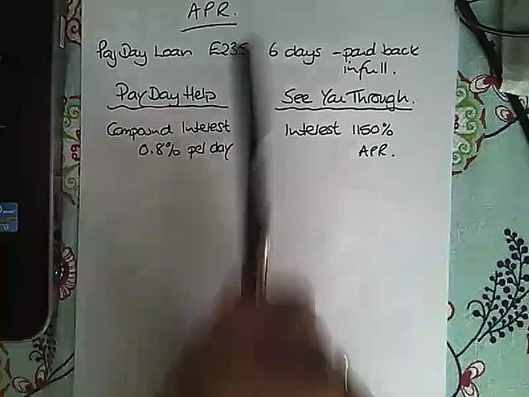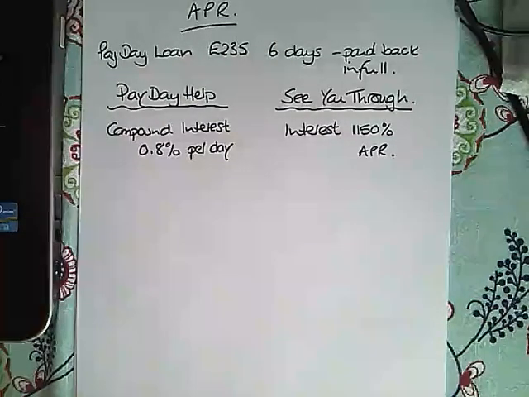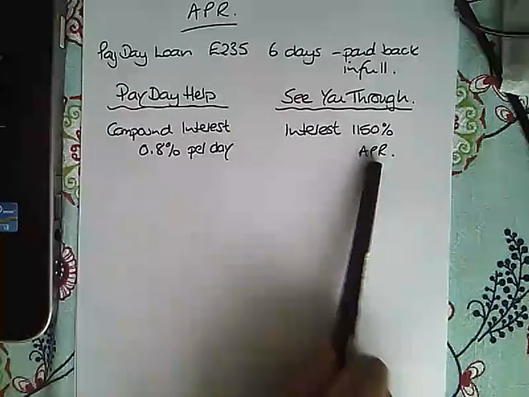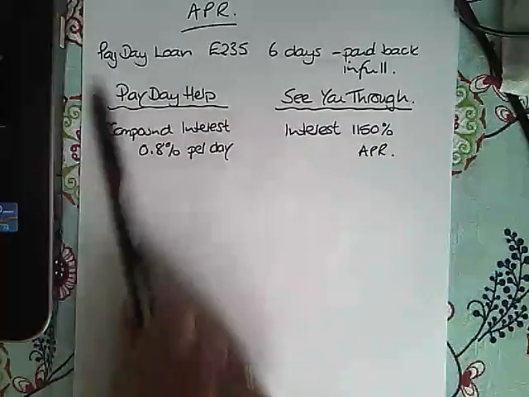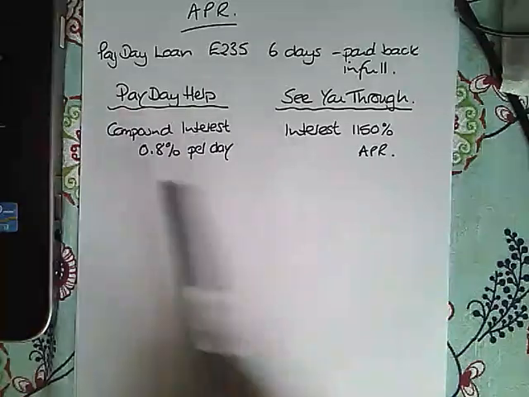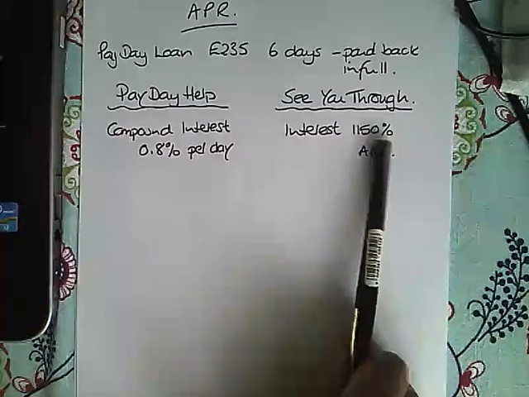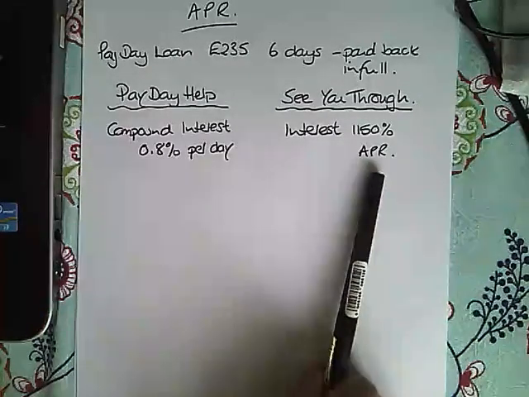Now this is a question that came from the Core Maths assessment that we've just done. Somebody wanted to get a payday loan of £235. They wanted to have that money for 6 days and then pay it back in full, and we are going to work out which is the best way of doing it. There were two offers. There was Payday Help, which had compound interest of 0.8% per day, and then See You Through loan people who were charging 1,150%, and they had quoted an APR.